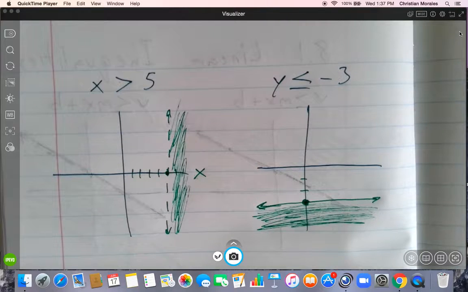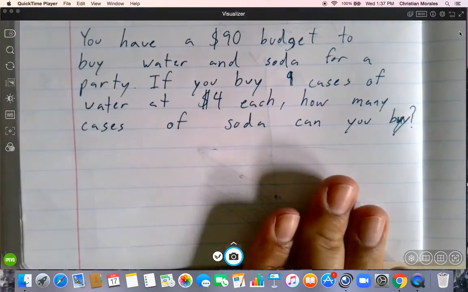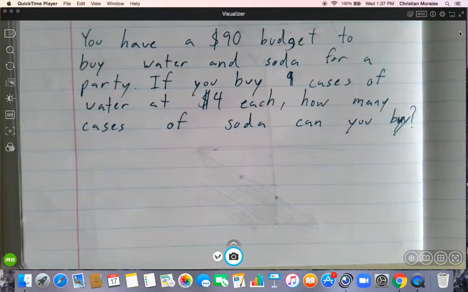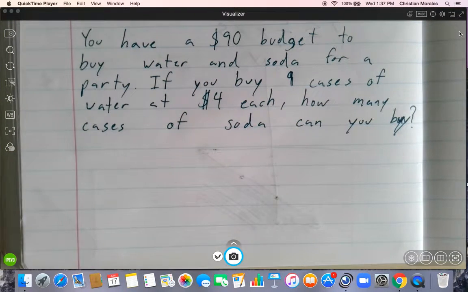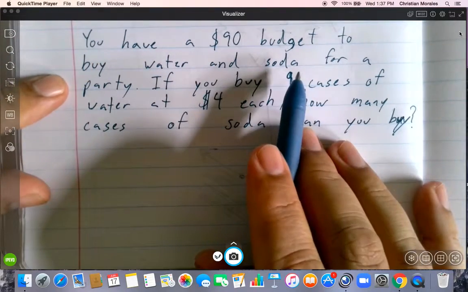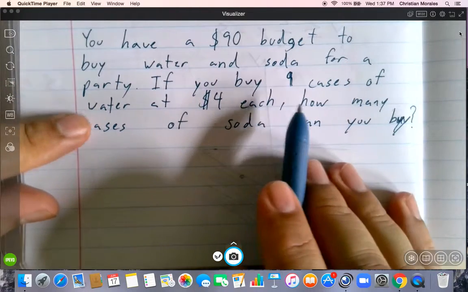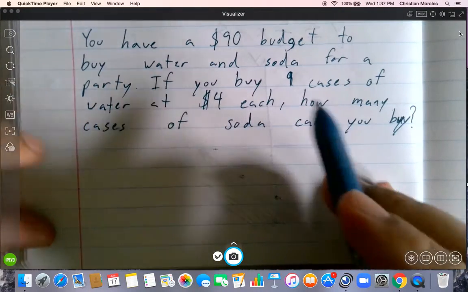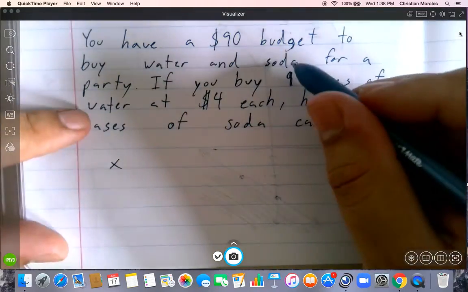Okay, so those are two special cases. The last thing I want to point out to you is here. If you have a word problem, just be very careful how they lay it out for you. So let's say you have a budget of $90 to buy water and soda for a party. If you buy 9 cases of water at $4 each, how many cases of soda can you buy? So let's just make water x, soda y.